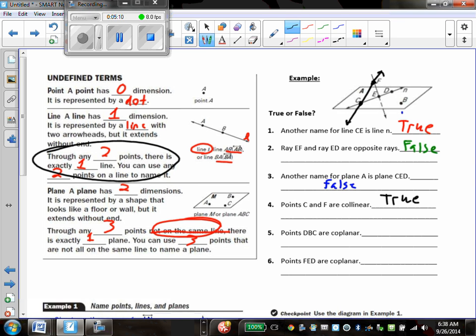And for that same reason, points D, B, and C, well, those ones are clearly coplanar because they are on the plane that's on the sheet. But F, E, and D are 3 points, and any 3 points have to be coplanar. So F, E, and D are also coplanar.